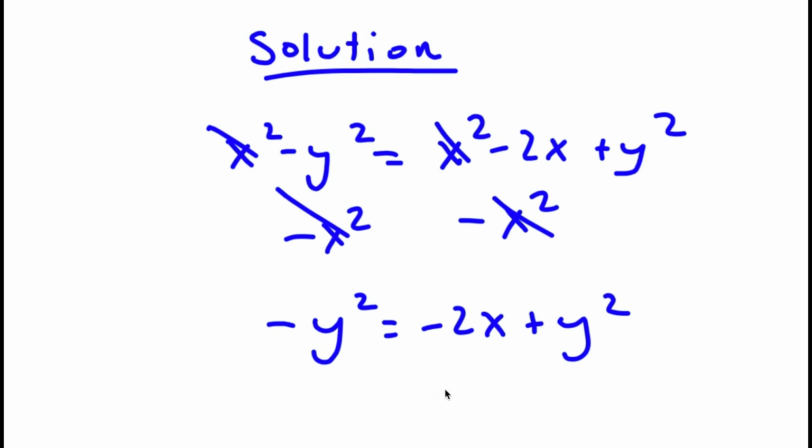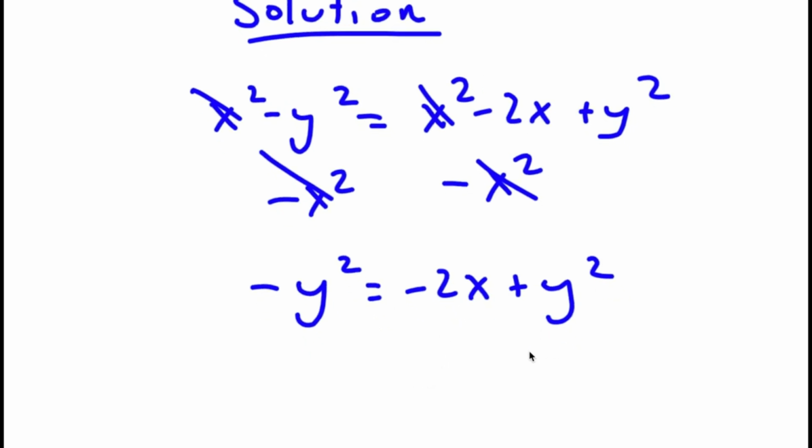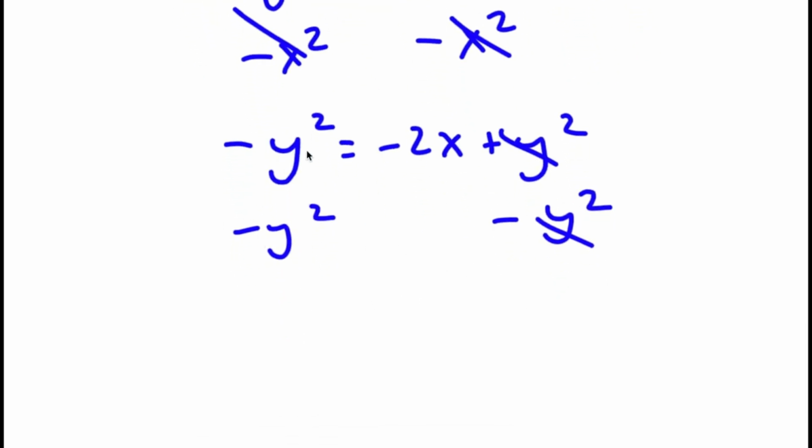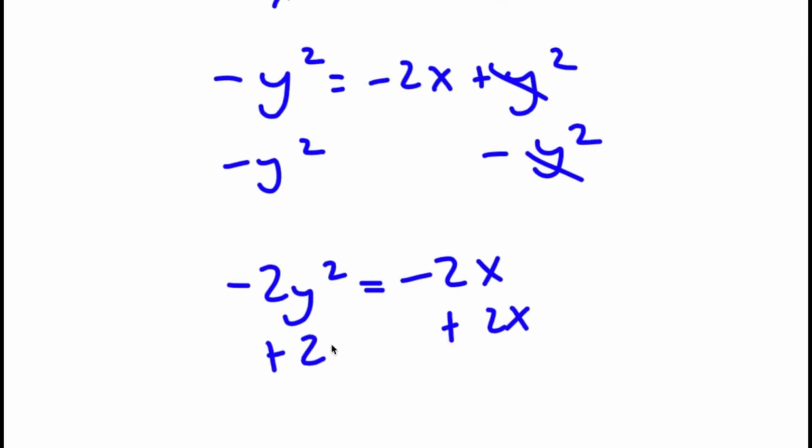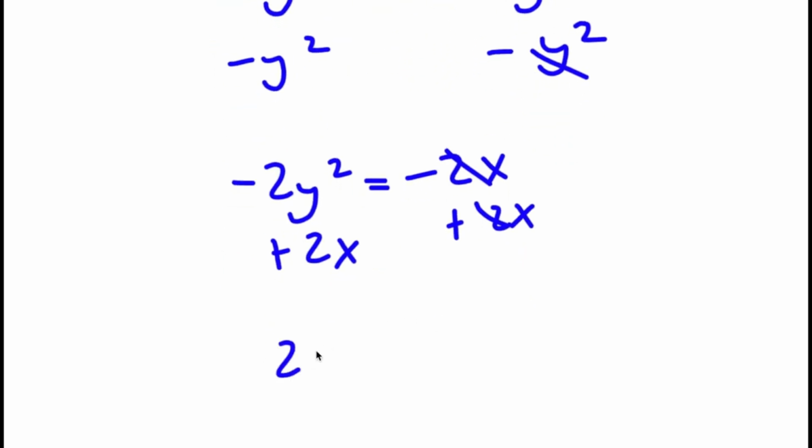So now I'm just going to subtract y squared on both sides. Then these two cancel out, and negative y squared minus y squared is negative 2y squared. So I have negative 2y squared is equal to negative 2x. Now, if I add 2x on both sides, these two cancel out, and I'm left with 2x minus 2y squared is equal to 0.